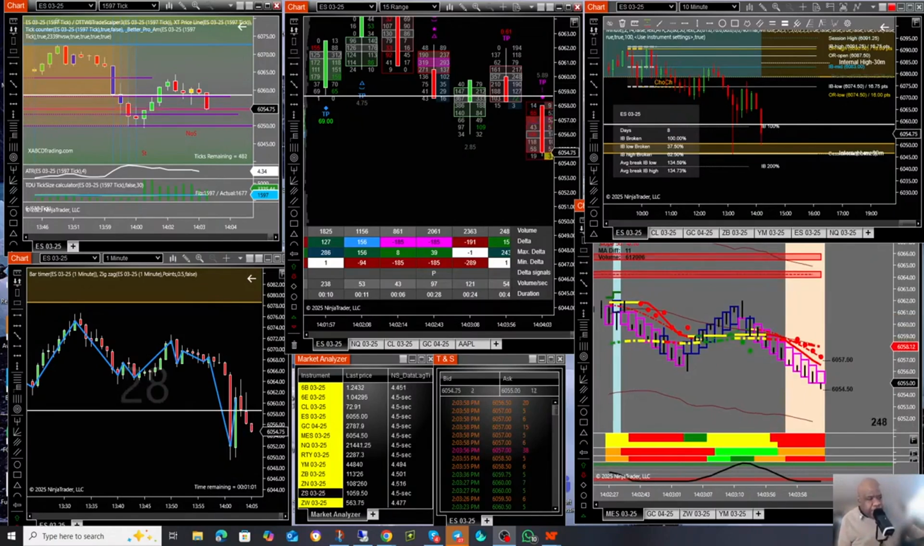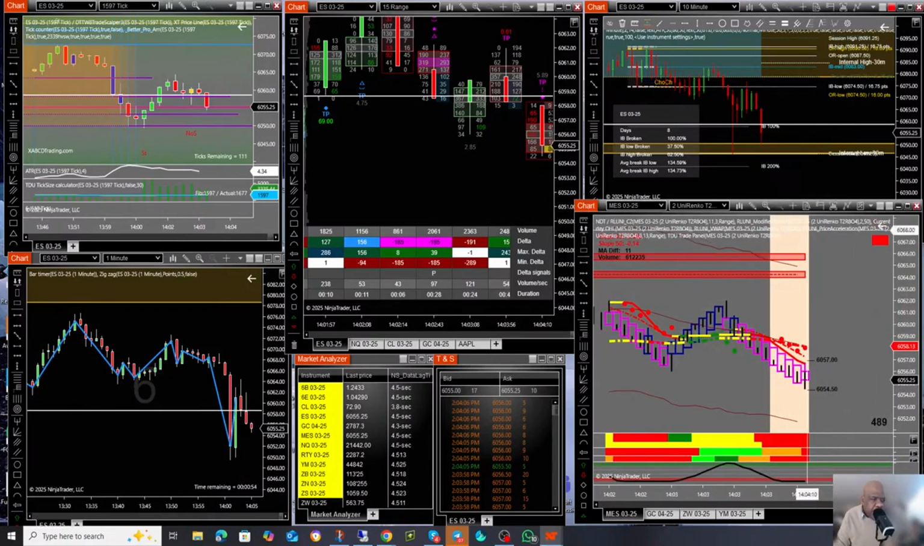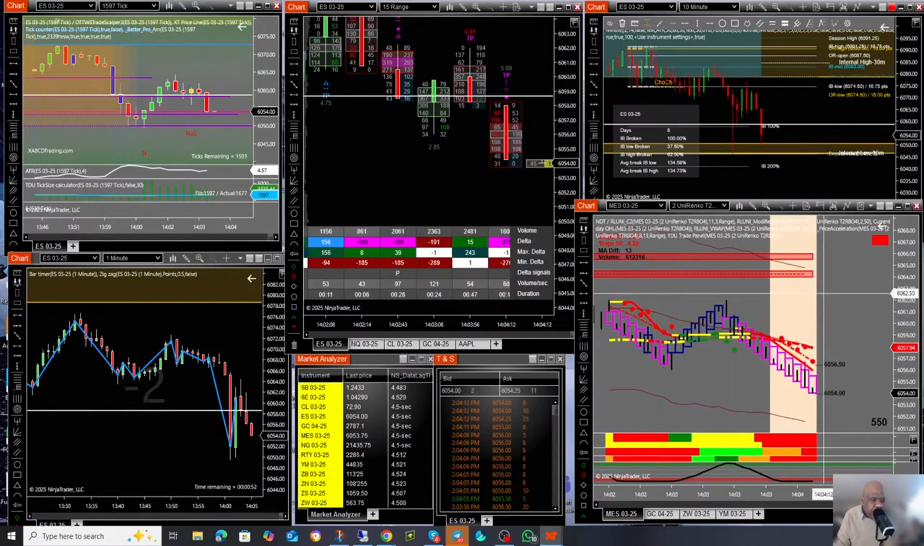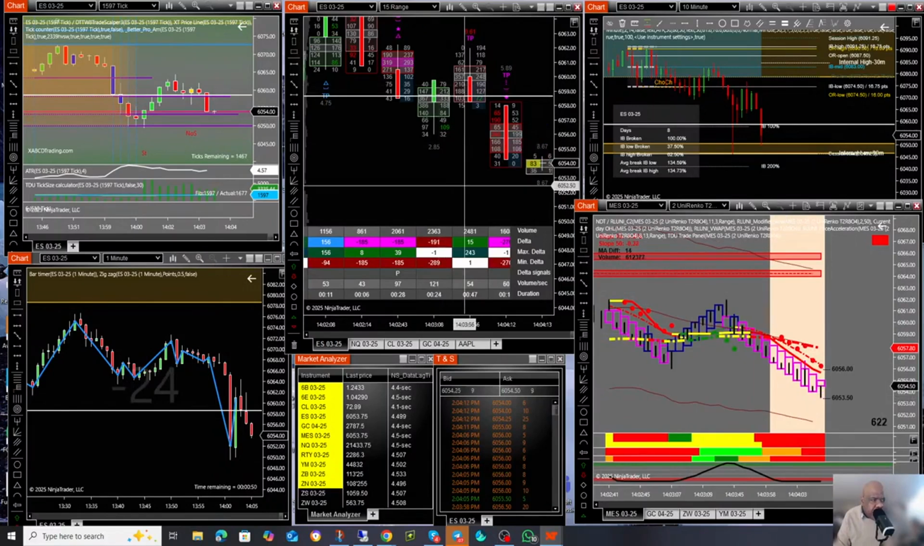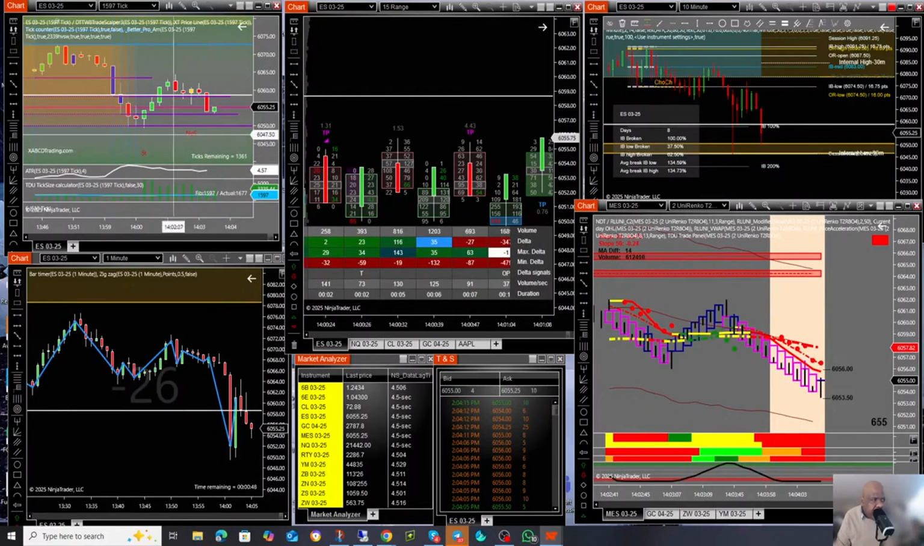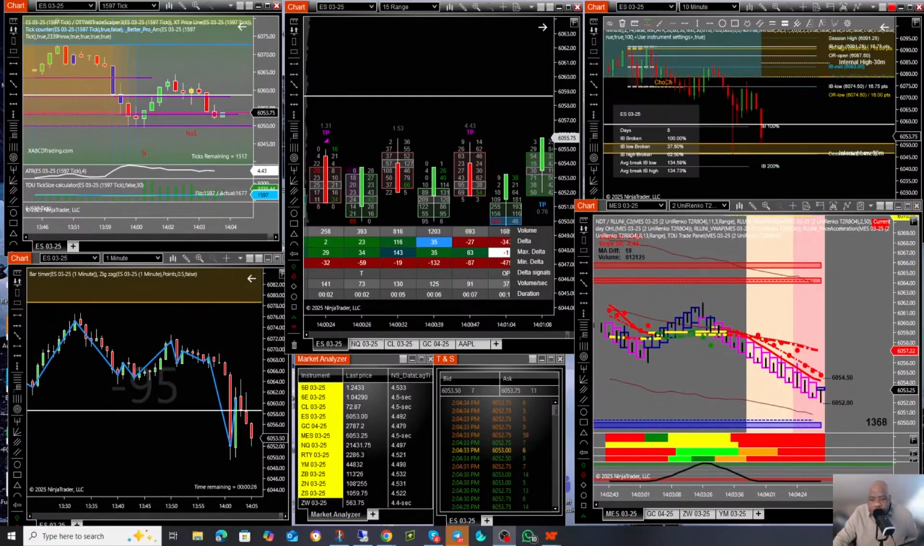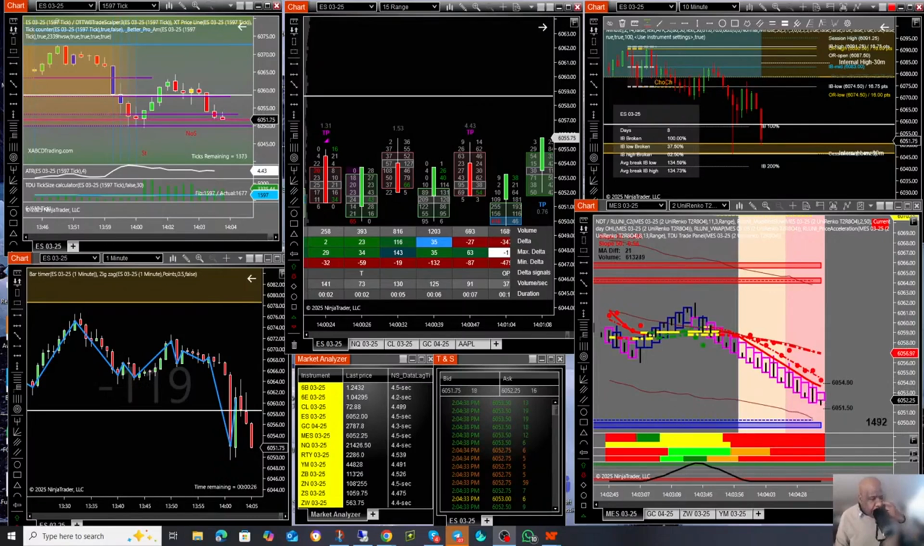Looks like we're turning to the downside here. It's a matter of, okay, where's a good place to go short here? This market looks like it wants to go lower, and we want to go with it. Let's pivot here. I saw the drop at 1.